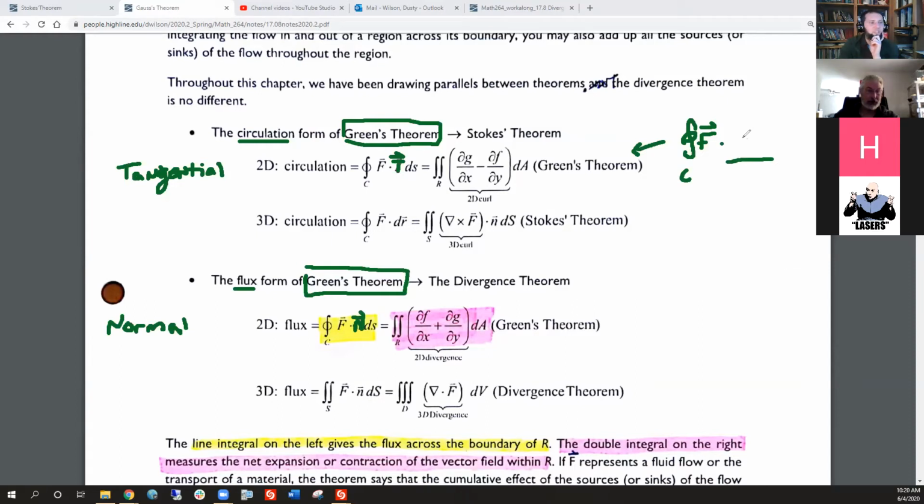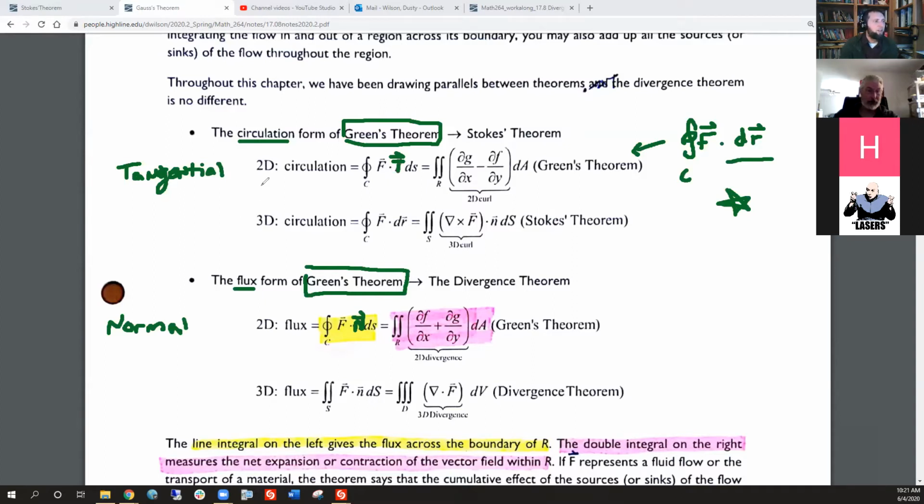dr. dr, exactly. This version over here on the right is the one that we've used the most, but I chose to write it with the tangent, the T ds here on the left, because I wanted to make a clear parallel between the circulation and the flux forms.